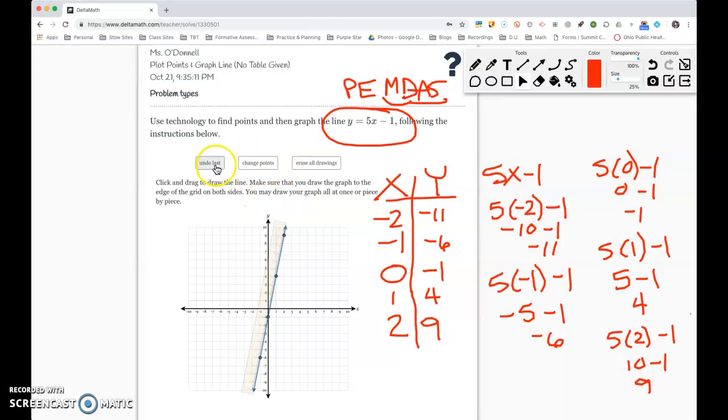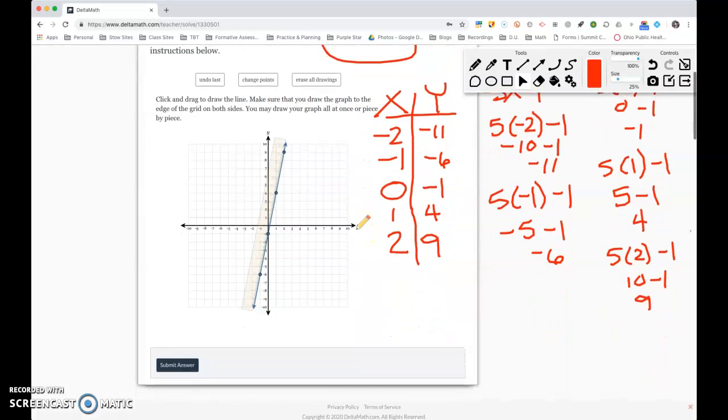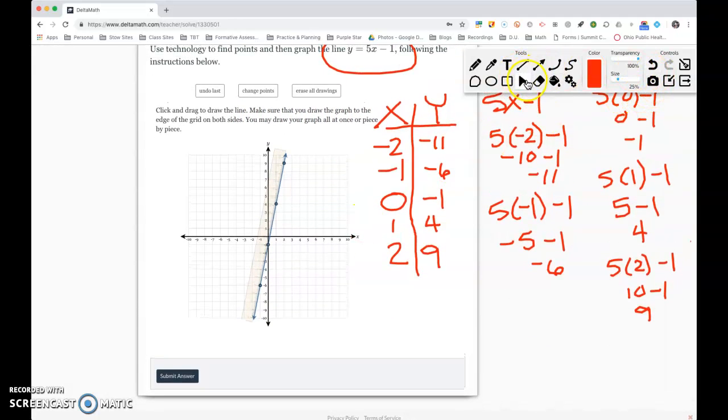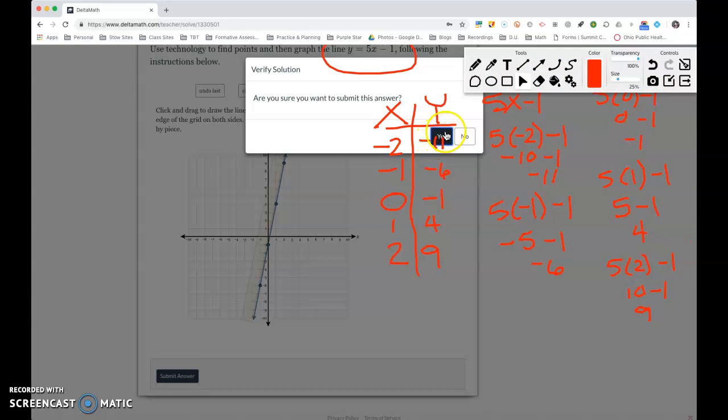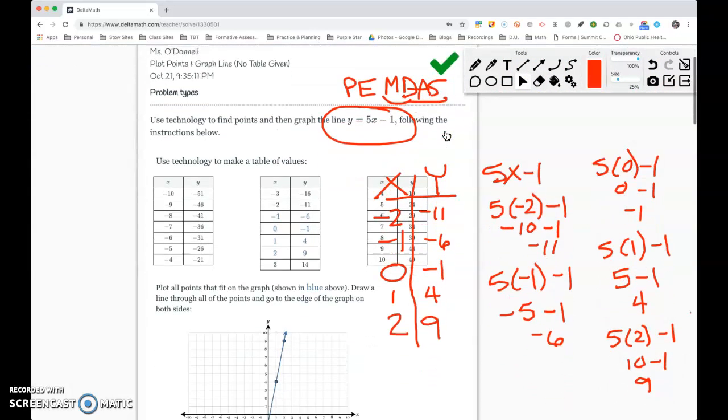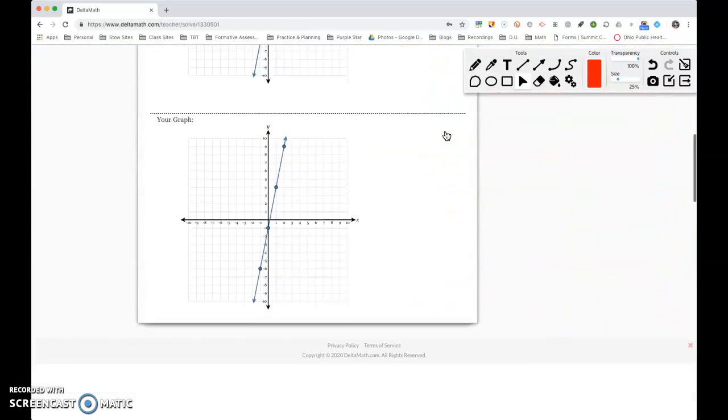I don't want to undo. I don't want to change my points. I don't want to erase. It says click and drag. Make sure that you drag the graph from end to end so you get to both sides. You may draw your graph all at once or piece by piece. Okay, good. We did all of that. I think we're done. Let's go ahead and submit our answer. Yep, submit. And all my work is still on the page and life is good.